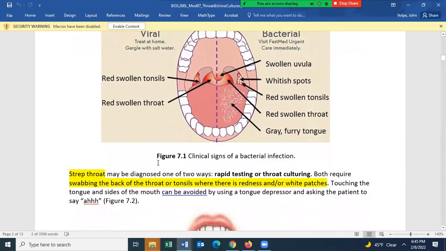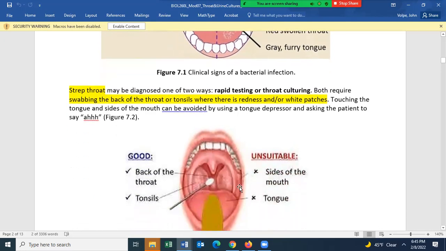Strep throat is caused by Streptococcus pyogenes, and can be diagnosed by a rapid test or a throat culture where you swab the back of the throat and the tonsils. When you're swabbing the back of the throat, you avoid the tongue and the sides of the mouth, meaning the gums and the forward part of the throat. Shown here.